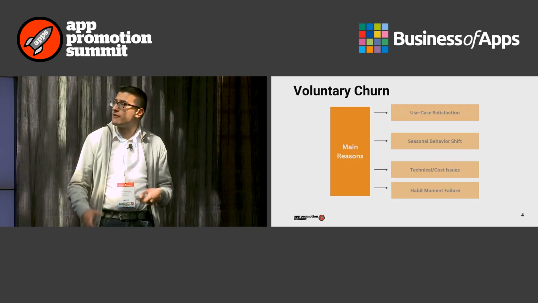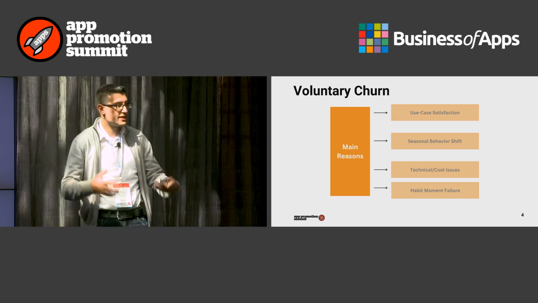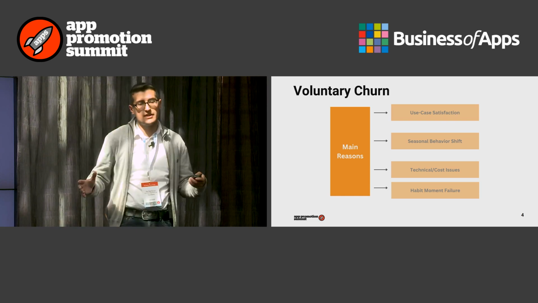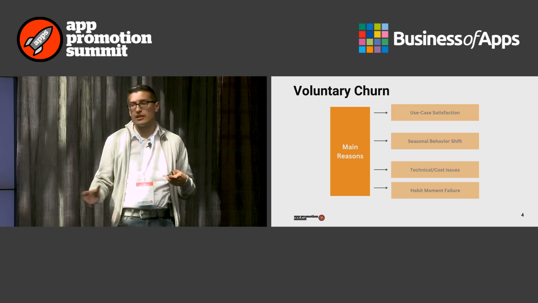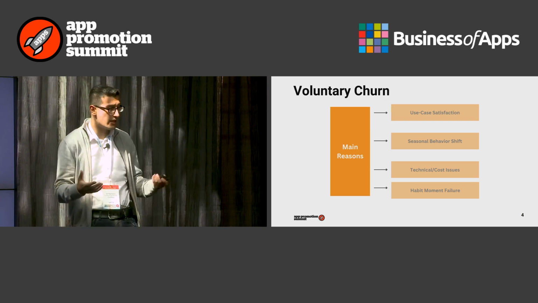The next thing is voluntary churn. This is when the users decide to go to their settings and cancel their subscription. And this is another story, and it's very, very different from involuntary churn. There are usually 4 reasons why this is happening.